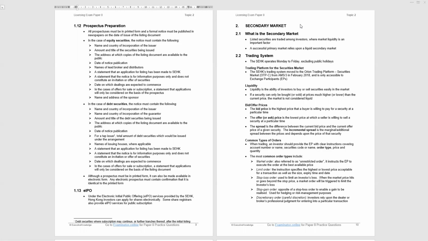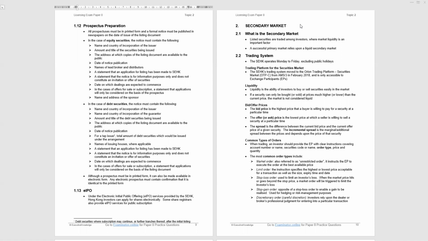And then we're told the spread is the difference between the current bid price and the current offer of a security, and the incremental spread is the marginal or additional spread between the prices, and that depends on the price of that security. Okay, as I say, you may well be faced with a question that is a lot more numerical than the notes we've provided, and you can cover that by looking at the practice questions.